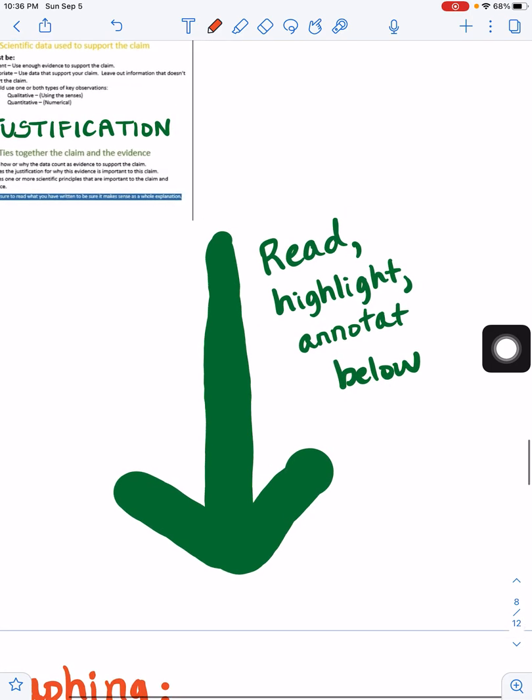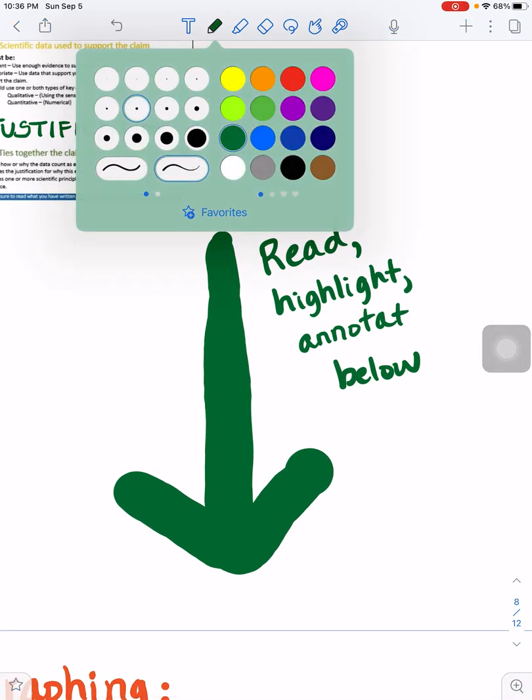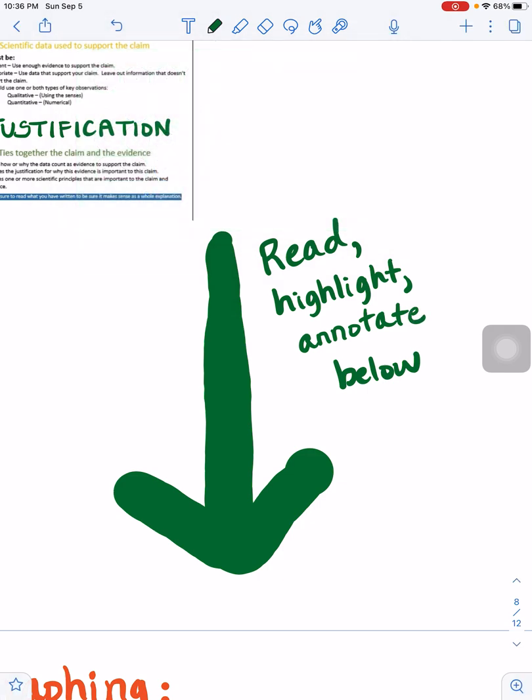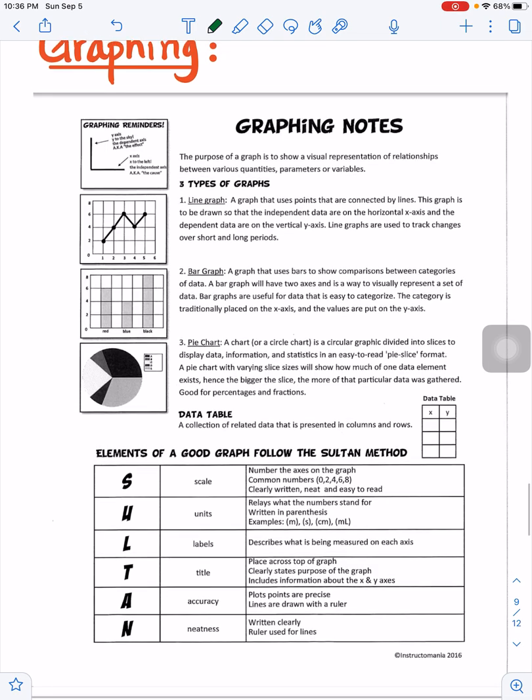Lastly, let's see, a typo here. There you go. I don't know if that's right, the word annotate, but you're going to read, highlight, annotate below. You have a whole section about graphing and about the 3 types of graphs right here. Line graph, when you use a line graph, bar graph, pie chart.